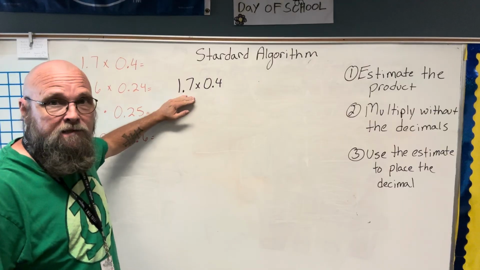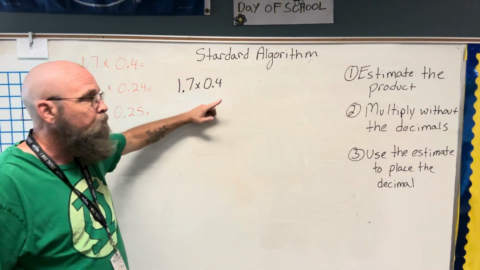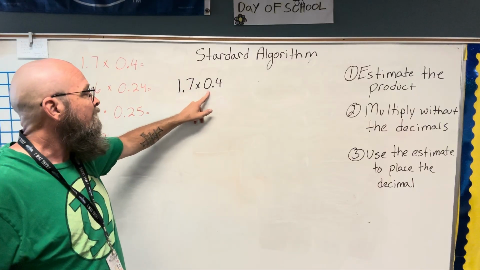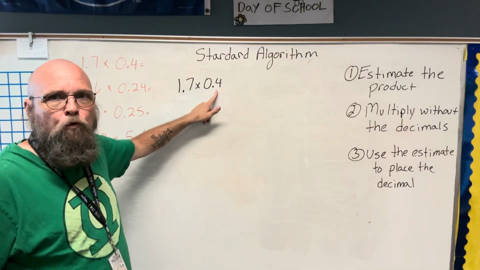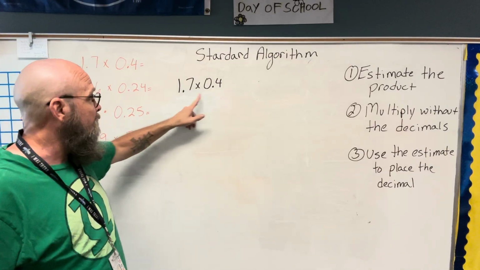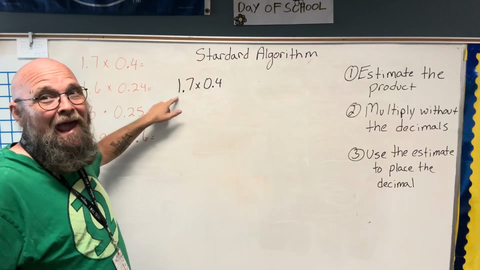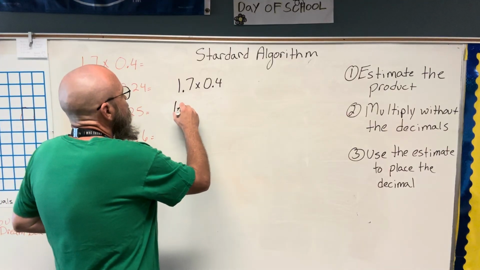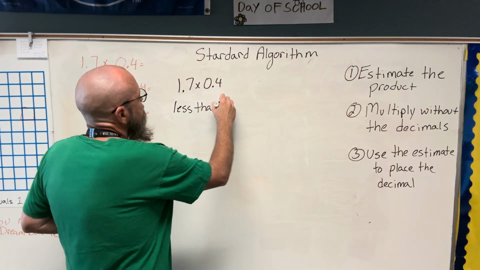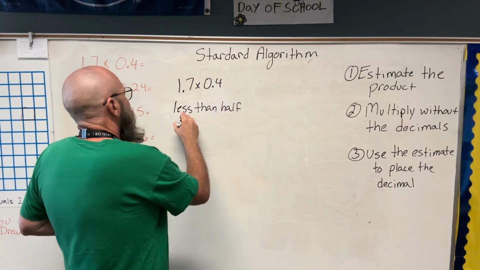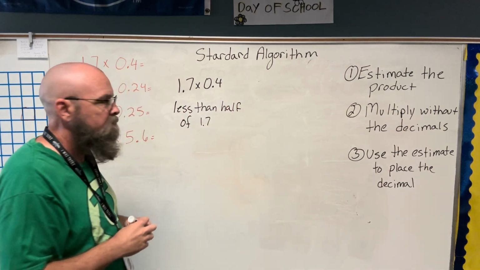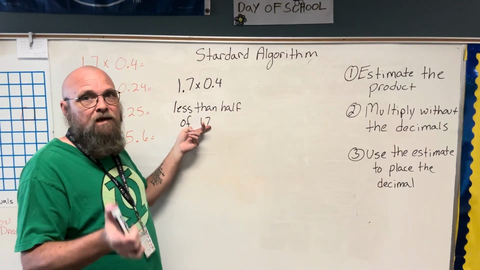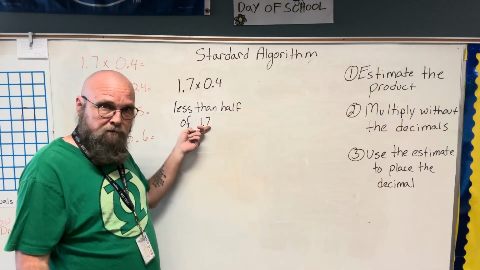First of all, I have 1 and 7/10 multiplied by 4/10. I know my answer is going to be less than 1 and 7/10. Is 4/10 less than or greater than a half? Good, it's less than. So my answer is going to be less than half of 1 and 7/10. And half of 2 would be 1, so half of 1 and 7/10 is going to be less than 1.